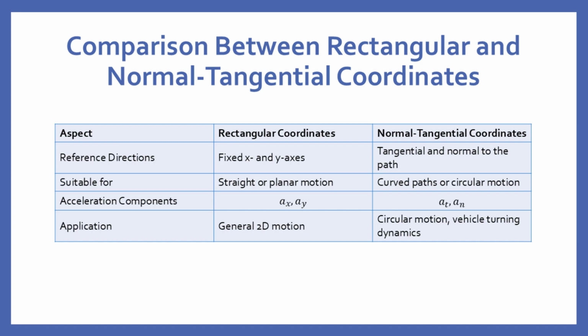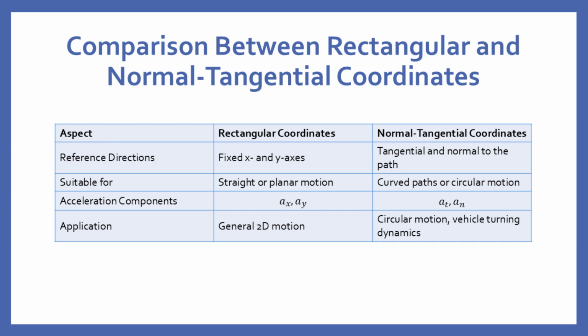On the other hand, in normal tangential coordinates, the reference directions are tangential and normal to the path of motion, making them ideal for curved paths or circular motion. The acceleration components here are tangential and normal, represented as a sub t and a sub n. These coordinates are particularly useful for studying circular motion and the dynamics of vehicle turning.